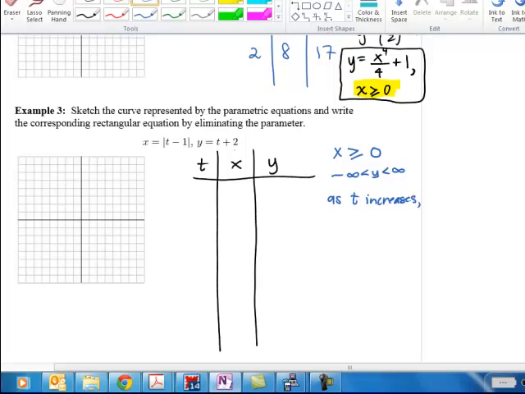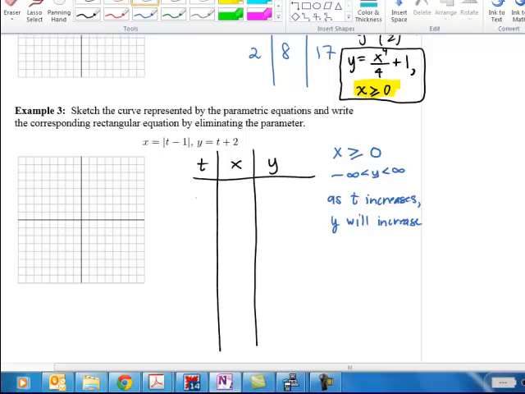Let's also think about what happens as t increases. Y will increase. And let's see. That's good enough. For a while, x is going to decrease and then x is going to increase. So we'll look at that from the graph. But at least we can see as t increases, y is going to increase.